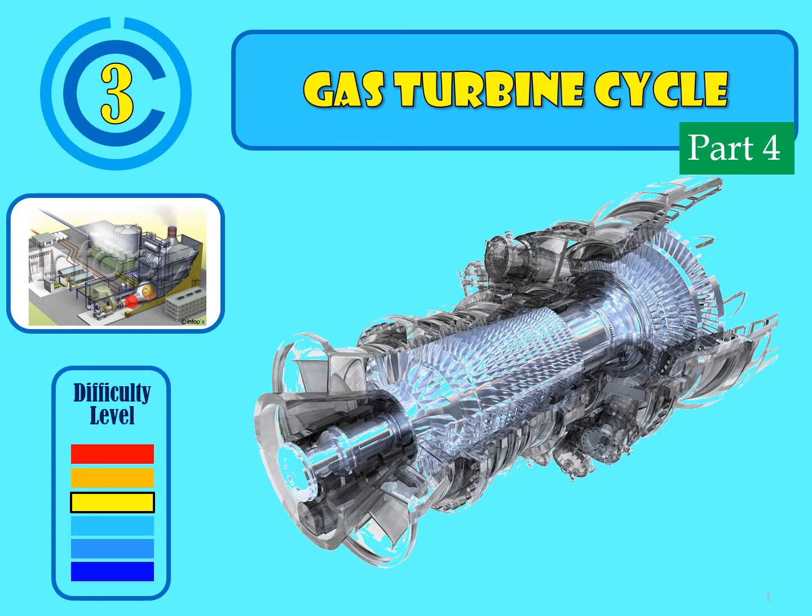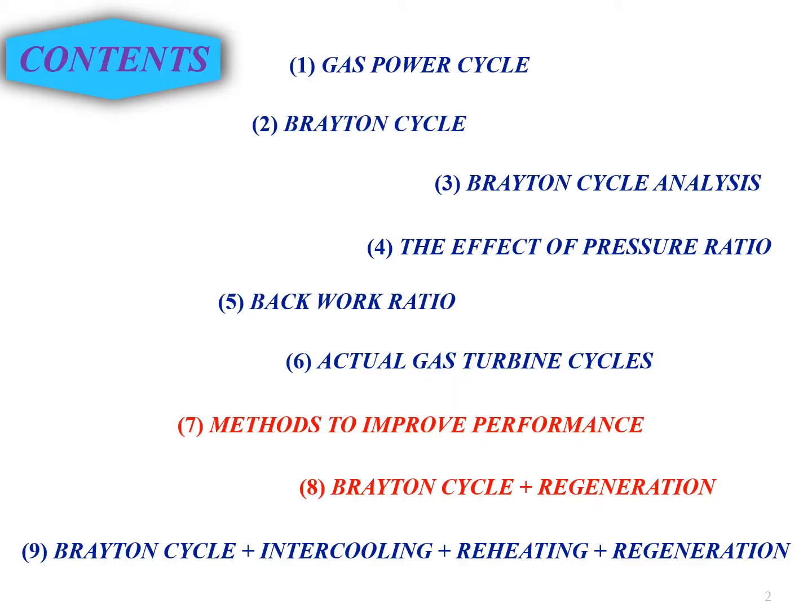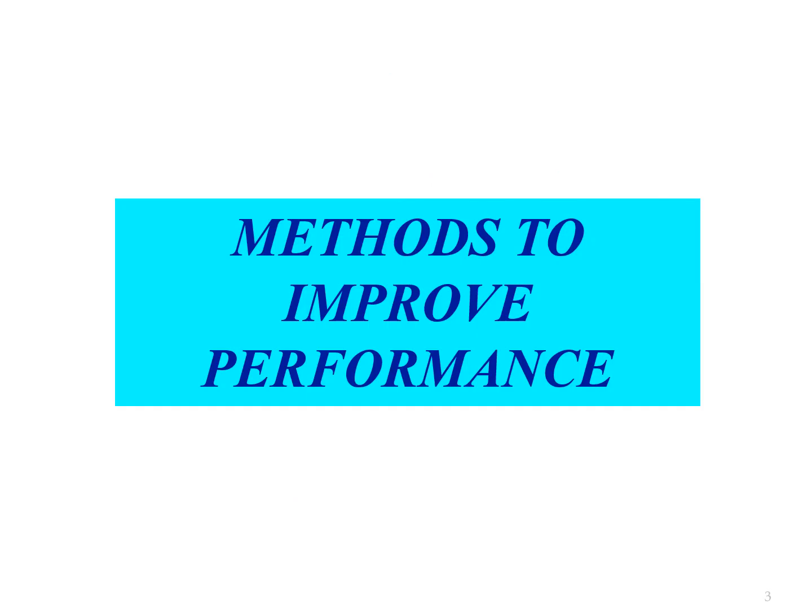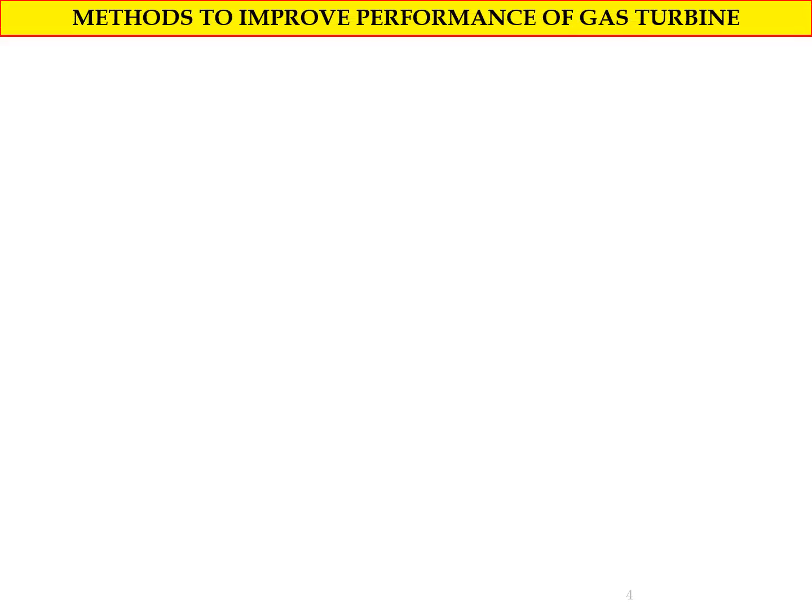So this is part 4 video for chapter 3, gas turbine cycle. In this video I'm going to explain two subtopics. One is the methods to improve performance, and the second one is Brayton cycle with regeneration. Methods to improve performance. Okay, methods to improve performance of gas turbine.